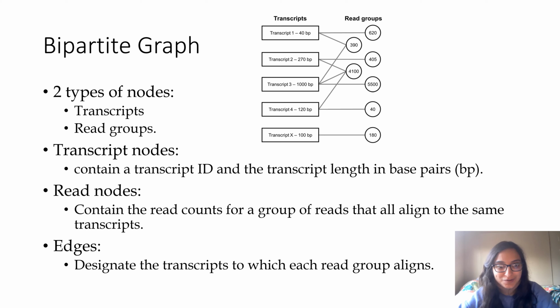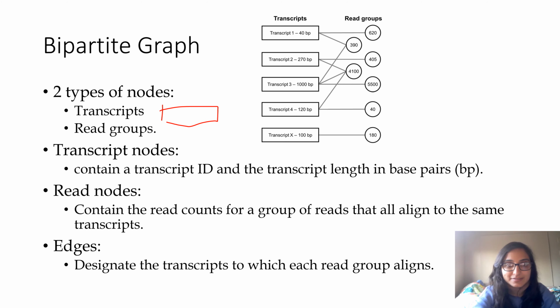So here we're going to talk about a specific example of how we use the RNA-Seq Rescue method. This here is a bipartite graph. We have these two types of nodes: the transcripts, which look like rectangles, and the read groups, which are the circles. So let me just note that here. We have our transcripts, which are the rectangles.